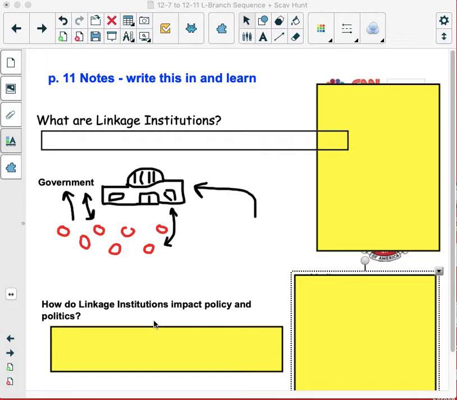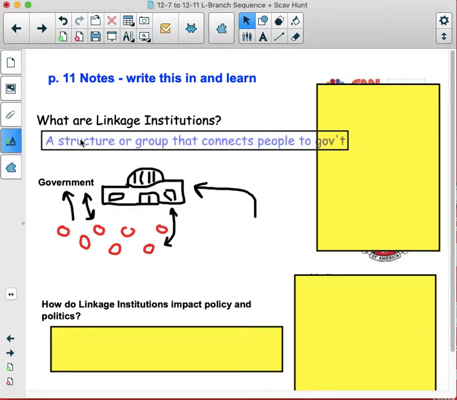Okay. Now that you're done with that, we're going to go ahead and explain what linkage institutions are. I have a bunch of pictures and words over here. Feel free to add the words, but you do not have to obviously draw the pictures here. Linkage institutions are the following. They are a structure or group that connects people to government. These are essential things or tools, you might think of them as, that get people involved in politics. Without them, our voting numbers would likely be far less than what they are in the present time. Linkage institutions, once again, are a structure or group that connects people to government.